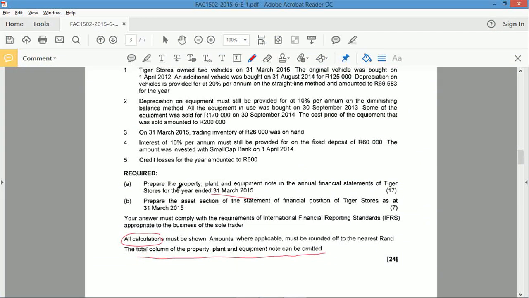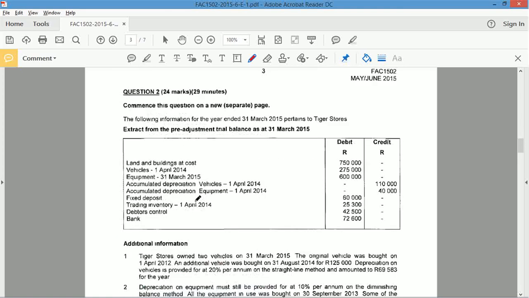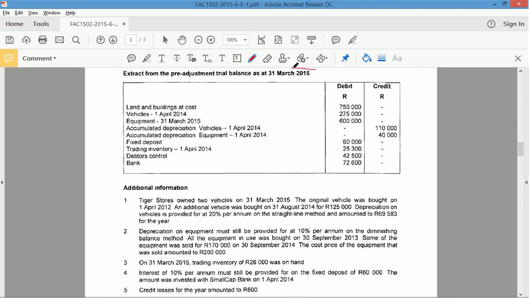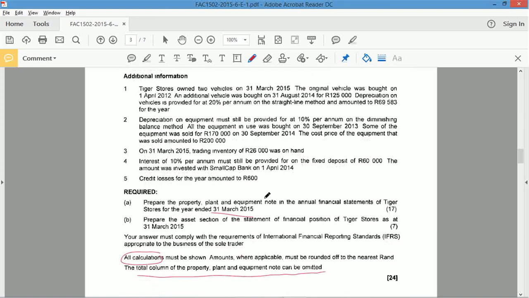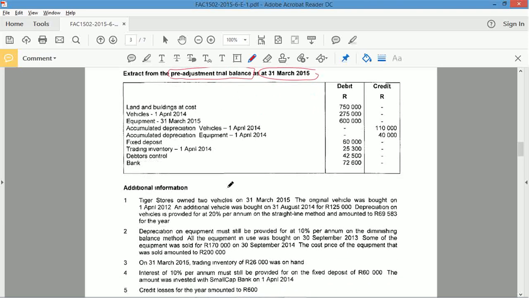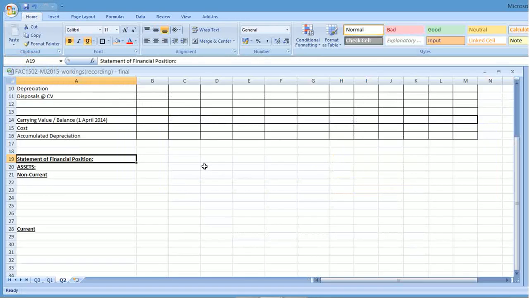Okay, now we need to go and get all our easy marks. Every past paper will always have easy marks. We just need to find those marks. So if I look at the question, they give us land and buildings at cost. This is for 31st March 2015. So ideally you would assume that this was for the end of year, but notice it's pre-adjustment. Pre-adjustment means before we've adjusted for those line items. So land and buildings at cost, 750,000.